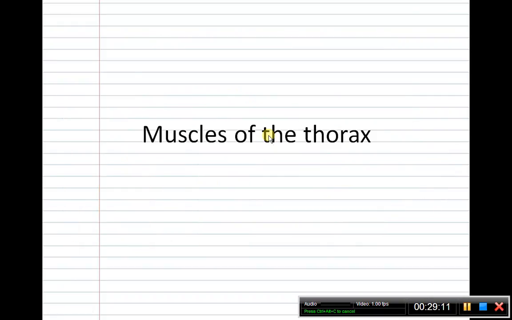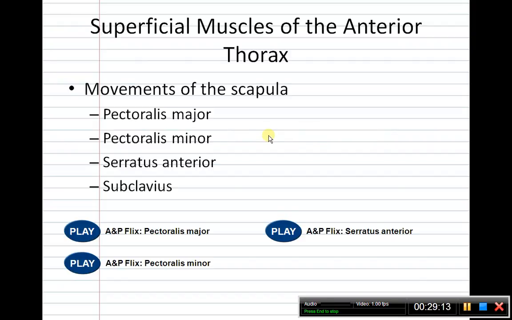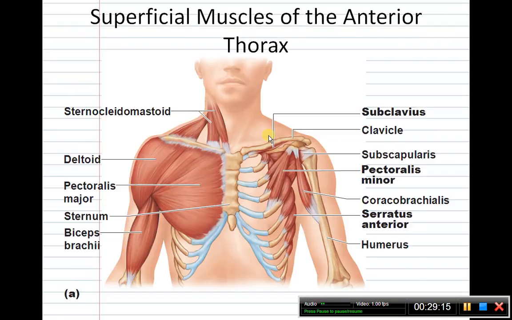Let's go to the thorax, the chest. Right. There are just a few that you have to know. So the first one is going to be the pectoralis major, and you can see here this broad sheet that goes across the clavicle, down the sternum, and across some of the costal or ribs.